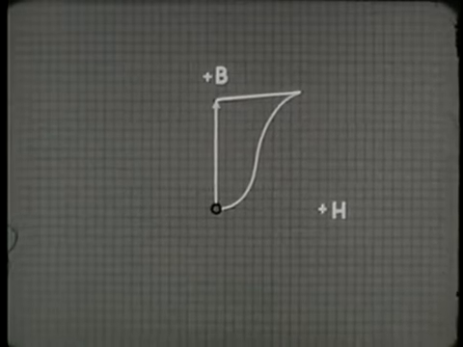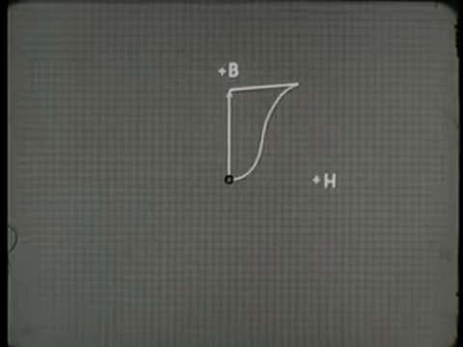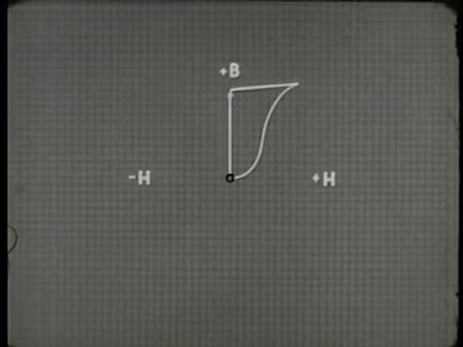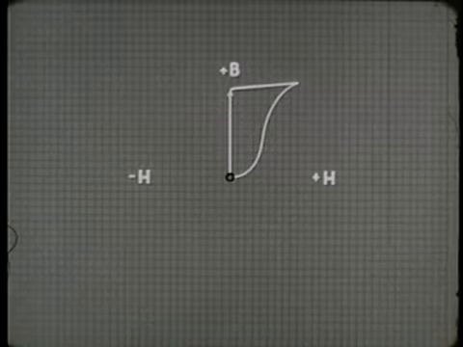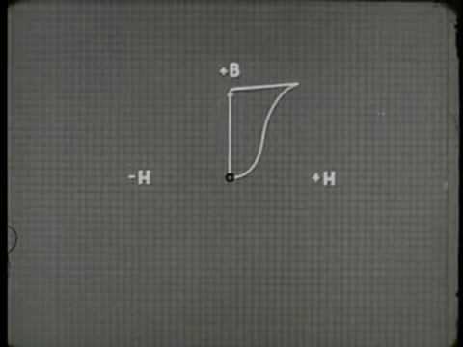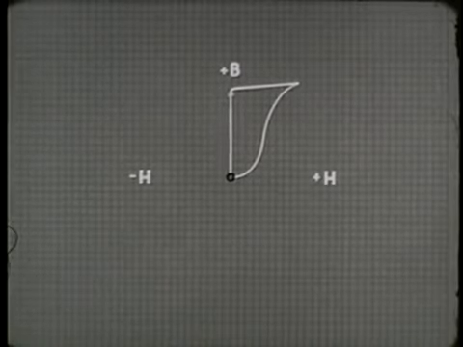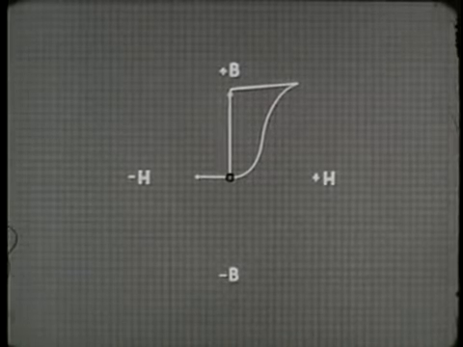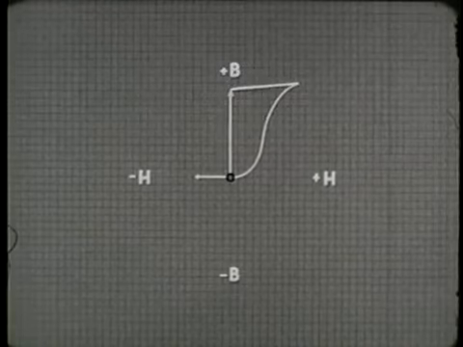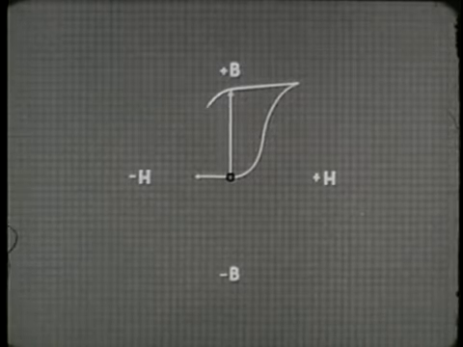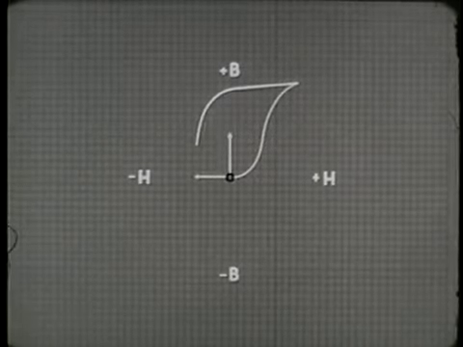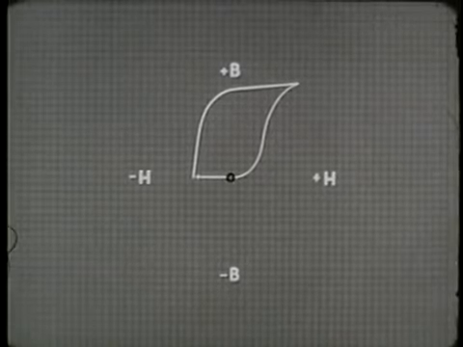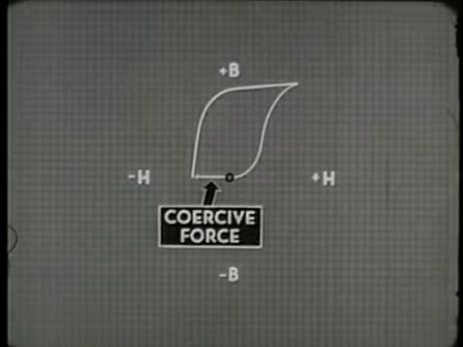To plot the effect, we'll extend our graph. With dot current, we're applying a negative magnetizing force represented by minus H. Negative flux density is symbolized by minus B. We need a certain amount of negative magnetizing force to overcome the existing positive residual magnetism in the core. The amount needed is called the coercive force.